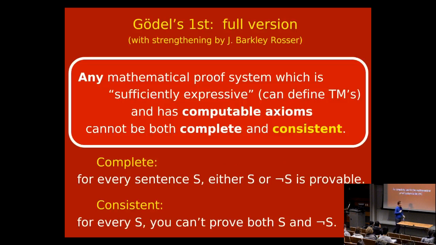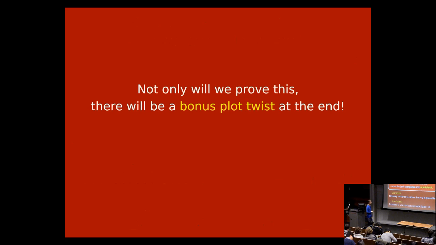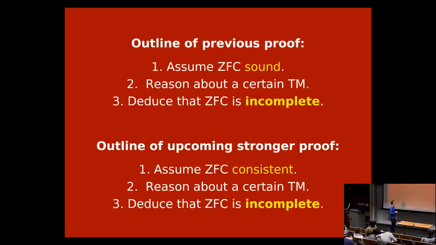Okay. For simplicity, I mean, this statement is about all sufficiently expressive systems, whatever. But let's just say ZFC, the official formal system for deducing regular mathematics. So the previous proof had the following outline. We assumed that ZFC is sound, that you would never have proofs of false statements. And then we invented this Turing machine that is very closely related to the halting problem. And we concluded that it was incomplete, that there had to be some Turing machine M and some x such that it couldn't prove M of x halts and it couldn't prove M of x loops.